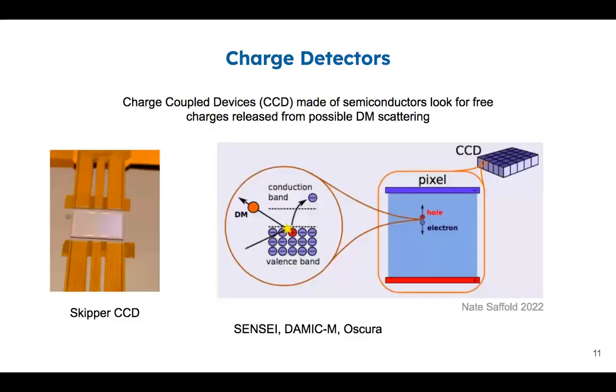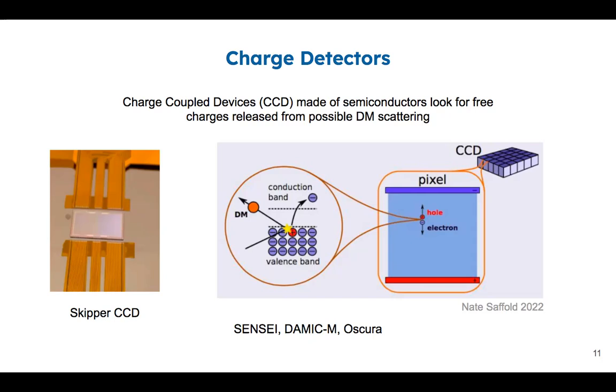I said that just below the liquid noble gas energy scale, we can use some semiconductors, or actually these experiments use CCDs or charge detectors, and this is everywhere: if you have a camera, you have a CCD. So the idea is that there is a semiconductor, and it has electrons sitting at the ground state inside the valence band. If dark matter comes and scatters with one of them, they can be excited to the conduction band. And if you apply an electric field, these electrons and holes can travel to your electrodes, and you can detect that charge.